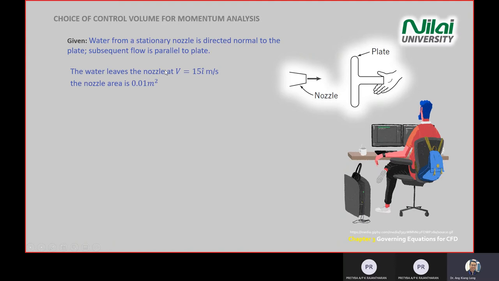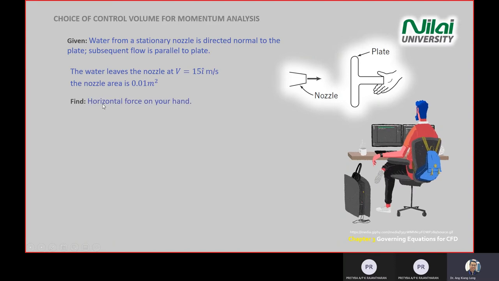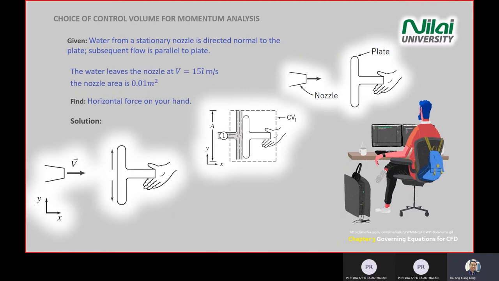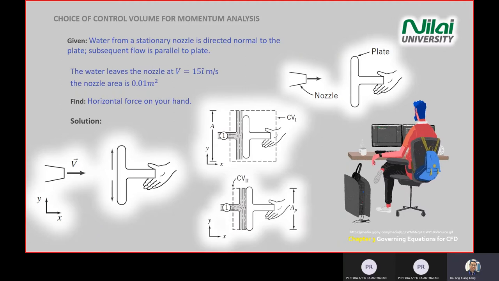So the velocity leaving the nozzle, in this case we assume x is to the right, so we can write 15 i hat meters per second. The nozzle area is 0.01 square meters. We need to find what you feel when you hold this plate as the water hits the plate here. Okay, so there are two solutions that we can use. We're going to show you these two methods.